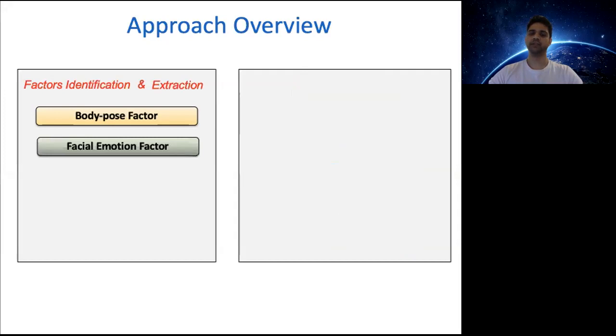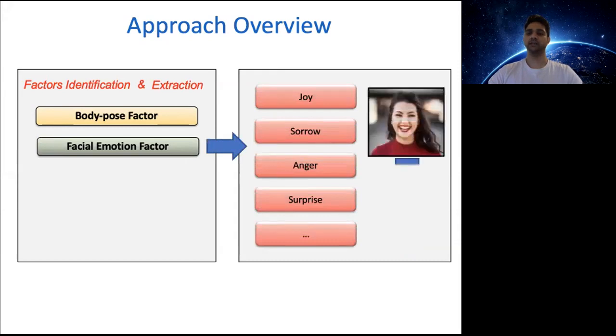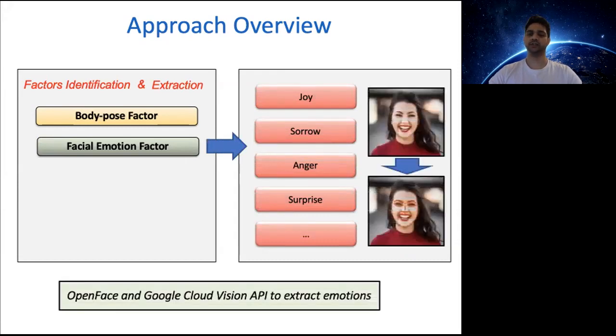Second, we use the facial emotions of the person in the image. Facial emotions have been known to convey significant meaning regarding what a person is feeling. We observed that subjects in cyberbullying images generally showed positive emotions such as joy. We extracted the facial emotions in our dataset using 2 sources, OpenFace and Google Cloud Vision API. We chose the emotion categories that are indicated with high confidence by both these sources. Overall, we use 4 emotion categories: joy, sorrow, anger, and surprise.